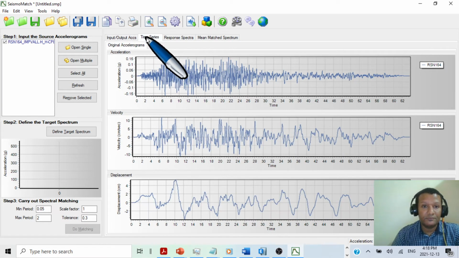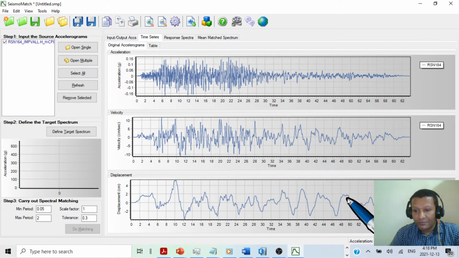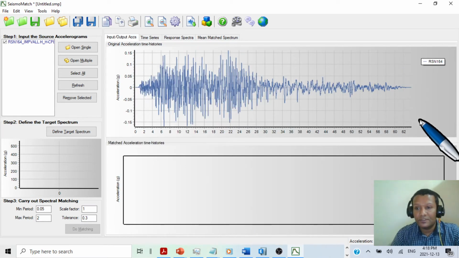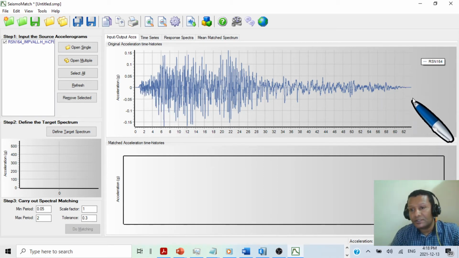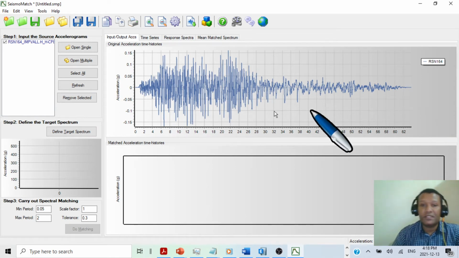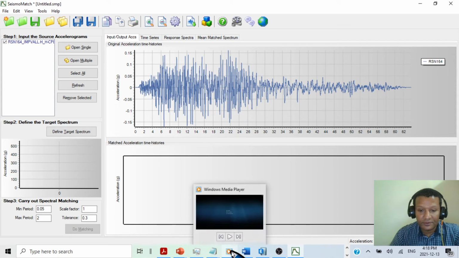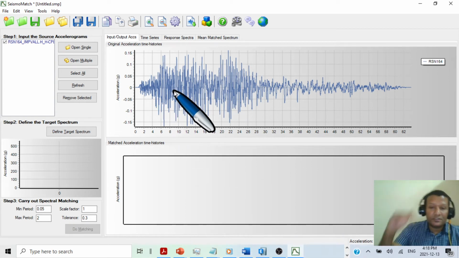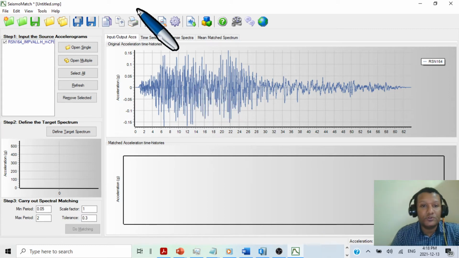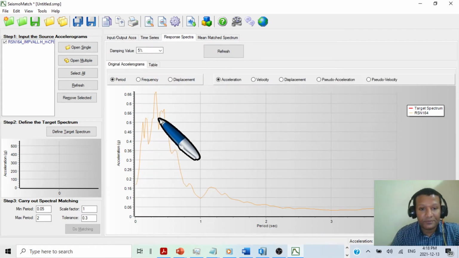So this is the input. In the time series we also have acceleration integrated to velocity, and integrated into displacement, so you can directly see. And the time period is also around 62 seconds, so you should check that also, because as you see the total recorded time is more than 62, I think 63, something like that. The total time should be checked. Response spectrum, this is a response spectrum.